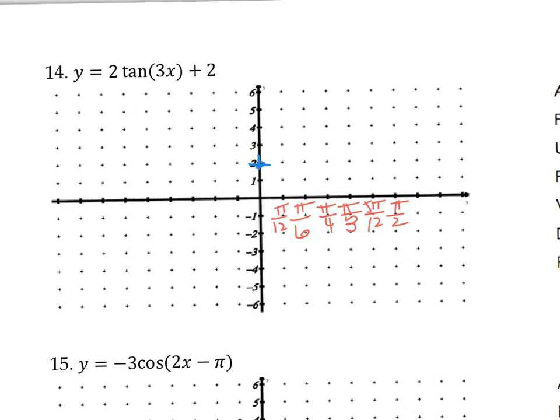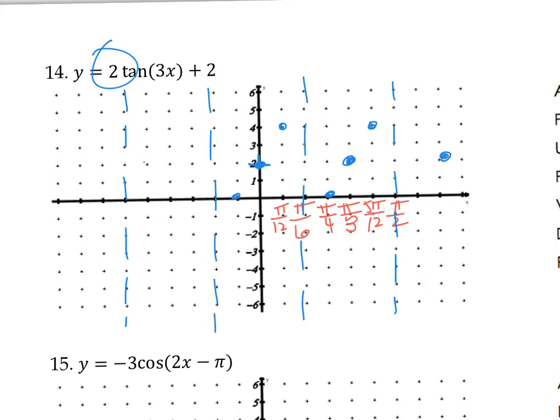Tangent always starts at the origin, and then it goes over 1, up 1. Because of that 2, I'm going to go over 1, up 2, over 1, down 2, and then next to it is an asymptote. And then same thing, it's going to be 3 spaces in between, asymptote. 3 spaces in between, asymptote. So in the middle, over 1, up 2, over 1, down 2. You just repeat that same graph.